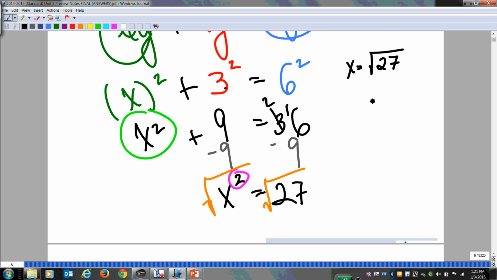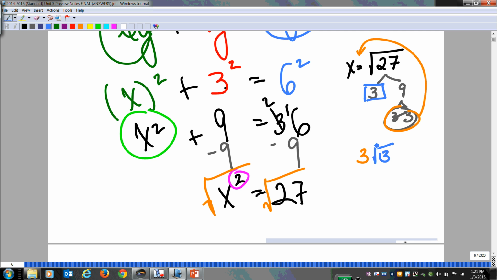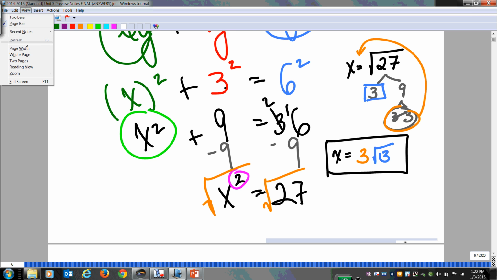Now, if it's not a perfect square, I expect you to factor and simplify. 27 is not perfect, so we're going to factor. 3 times 9, 3 times 3. We have a pair of 3's. Therefore, they're going to come out. 3 on the outside. And then this 3 does not have a pair, so it stays home. So your final answer is x equals 3 root 3.